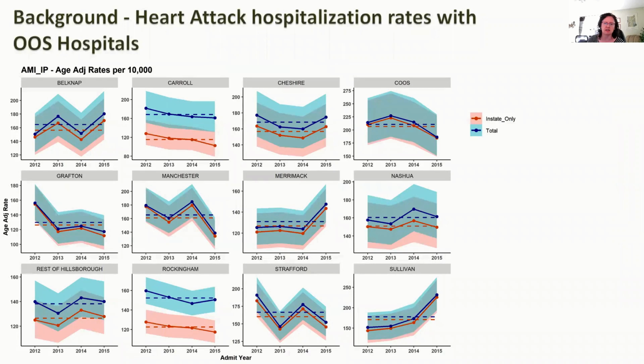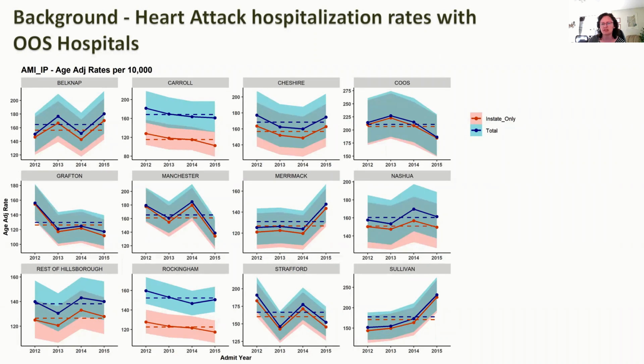Back prior to 2016, we used to have data sharing agreements with all 3 of our neighbors, and that allowed us to receive their data for New Hampshire residents. With those years of data, we're able to see how much having the data from those out-of-state hospitals influenced our understanding of healthcare utilization and rates of ED visits and hospitalizations for specific health outcomes.